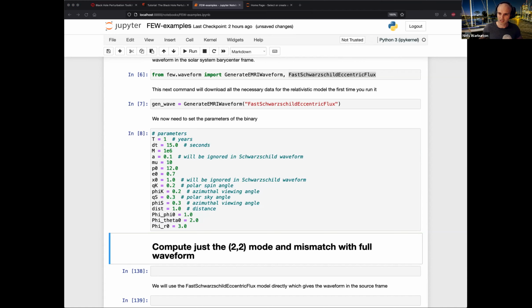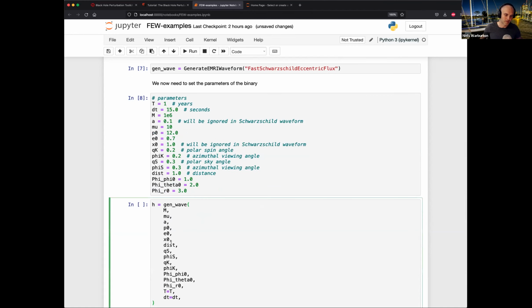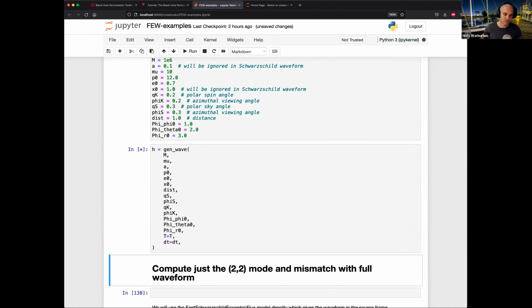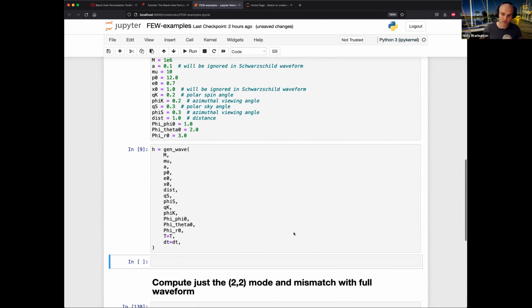And then again, to save typing it all out, you find this in the solutions notebook, we can just generate a waveform. You can see that's running, but it's done. So that was it. That's all the time it took on my laptop to generate a year-long EMRI waveform for a high eccentricity inspiral. So we can now plot these.